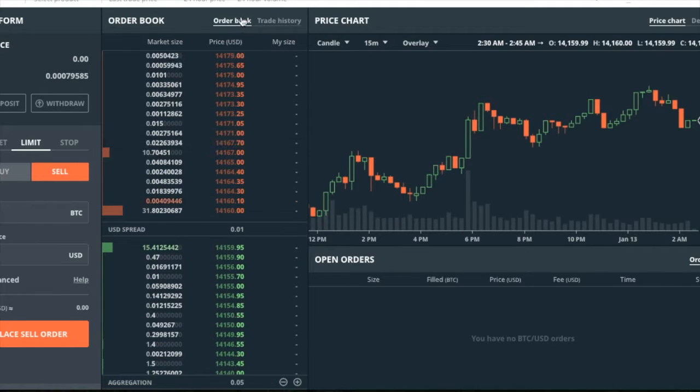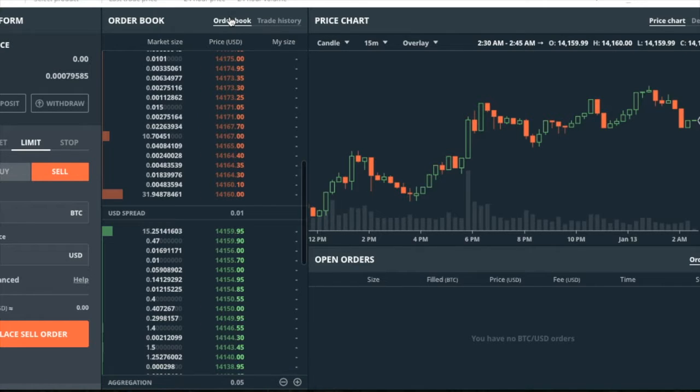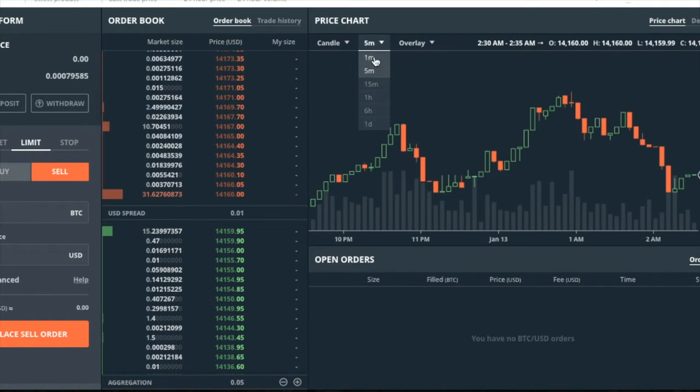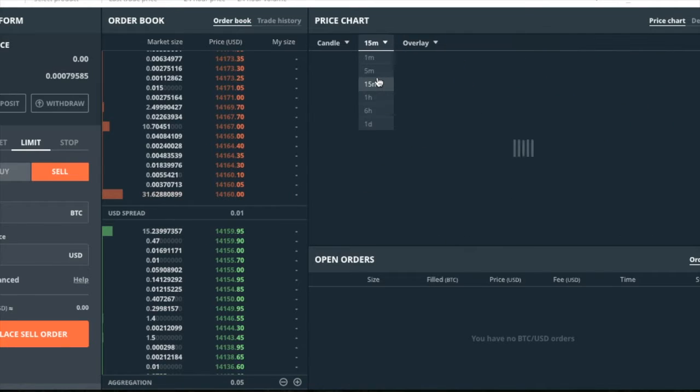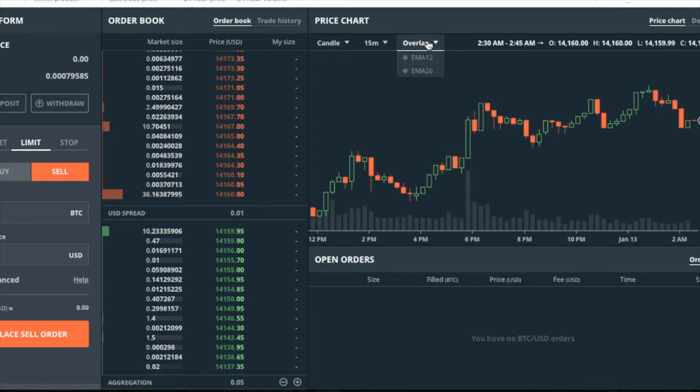All right, that's our order book. That's trade history, like the trades that already went through will be right here. This will be our chart. Our chart tells us what's going on with the market, where's the high, where is the low. You can change the time frame from 1 minute, 5, to a day. You can change the candle to a line. That's an indicator if you want to use that.